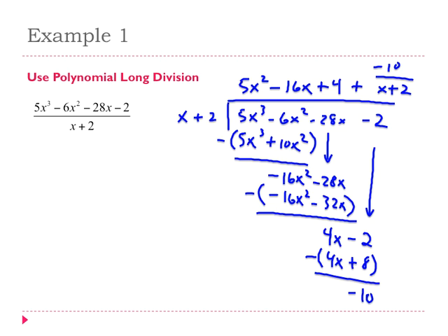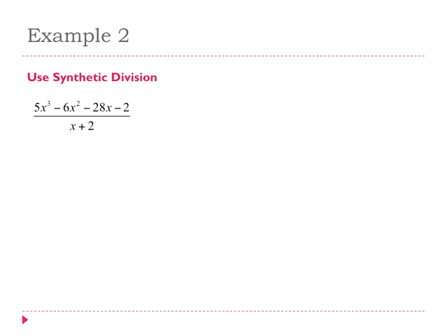Okay? The next thing we're going to do is I'm going to introduce you to something called synthetic division. But notice, it's the exact same problem. It's 5x cubed minus 6x squared minus 28x minus 2 divided by x plus 2. Well, we're going to simplify things a little bit here. Instead of writing the entire polynomial that's in the numerator, we're just going to use the coefficients. So we're going to use 5, negative 6, negative 28, and negative 2.